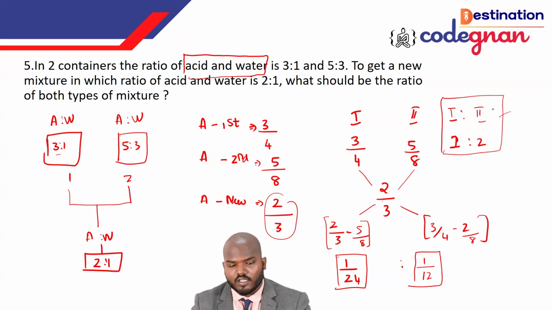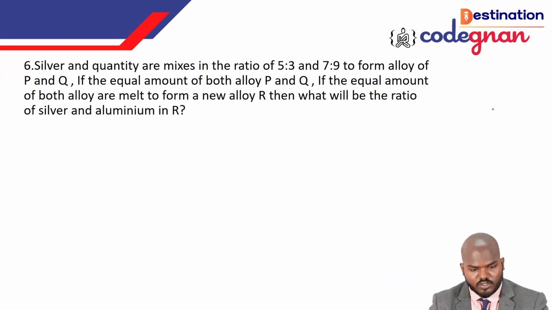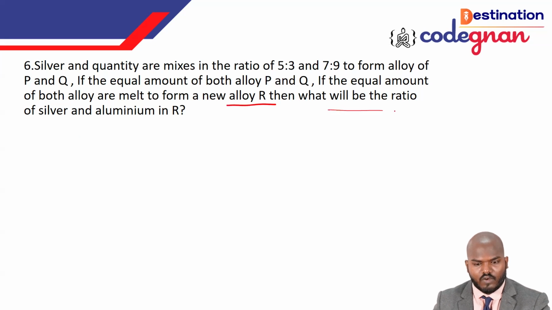Okay, guys, so I think you have clearly understood the question very well. So we'll move to the next question. You see this one, there is a question: silver and aluminium are mixed in the ratio of 5 is to 3 and 7 is to 9 to form the alloys P and Q. If equal amounts of both alloys P and Q are melted to form a new alloy R, what will be the new ratio of silver and aluminium in R? That is the question.